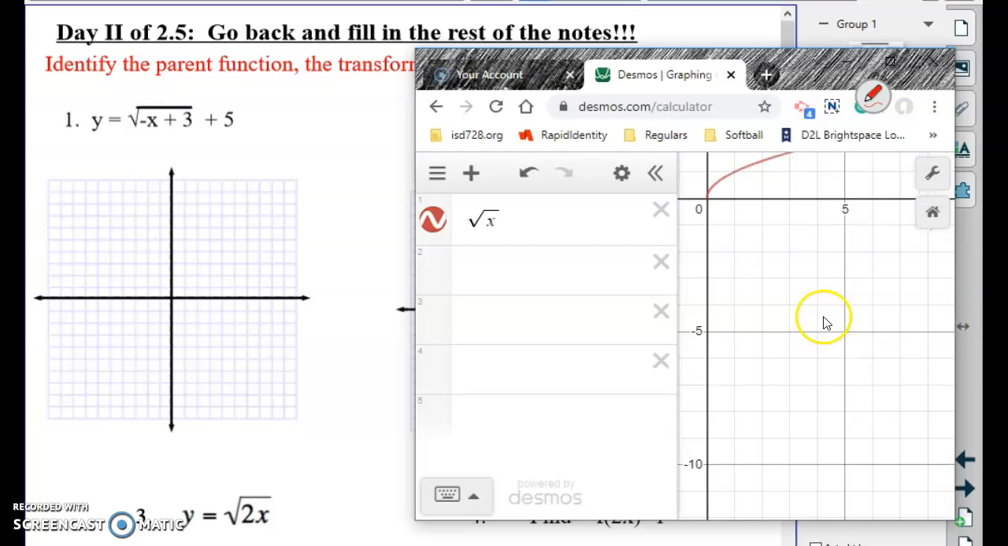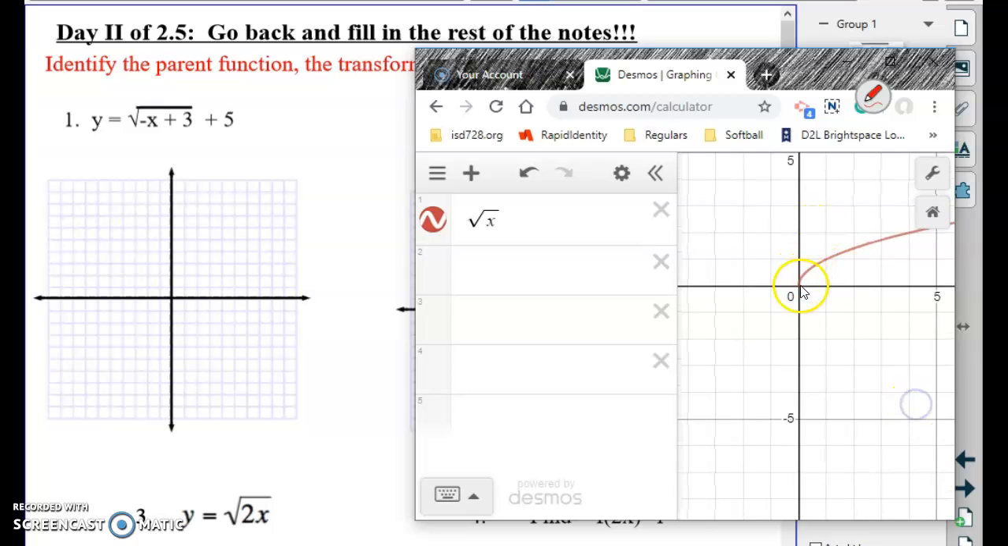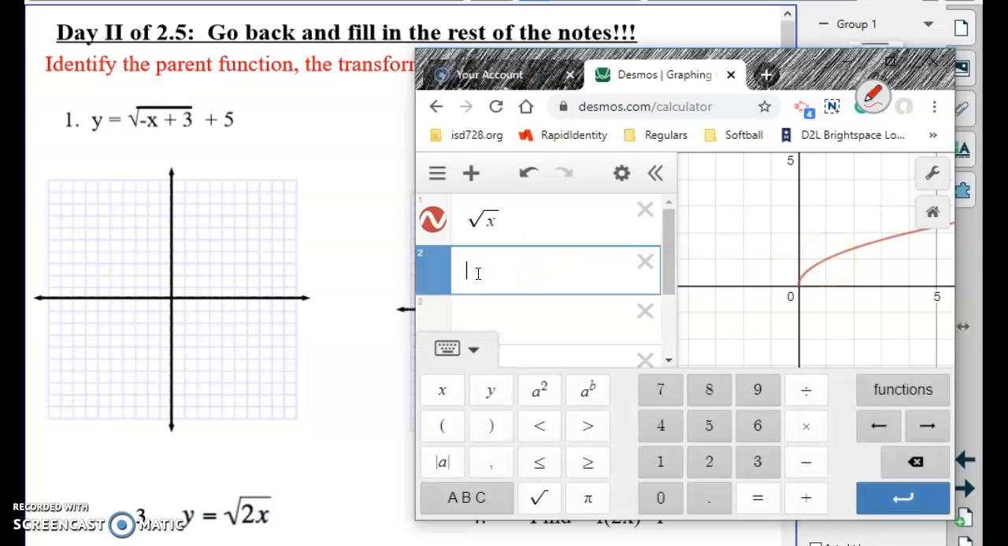So the mother function goes through the point (0, 0), where it starts, because the square root of 0 is 0. Then the square root of 1 is 1. Now we have to figure out the order in which I do this. We said that we do all of the right and left movements first. So I'm going to put in x plus 3. Which way should that shift me? Left 3. Got it.